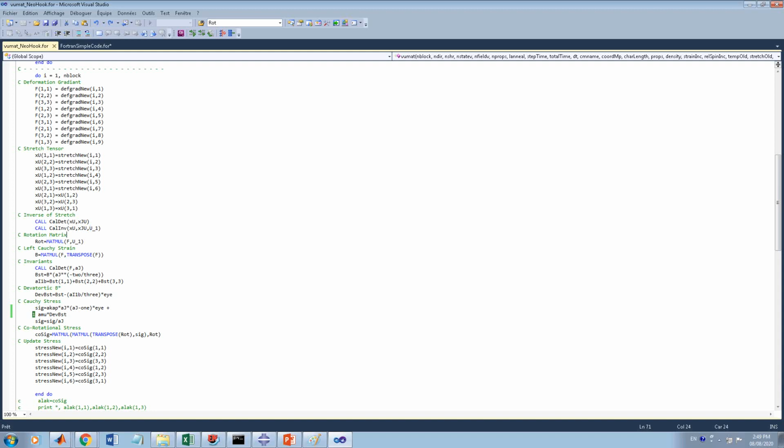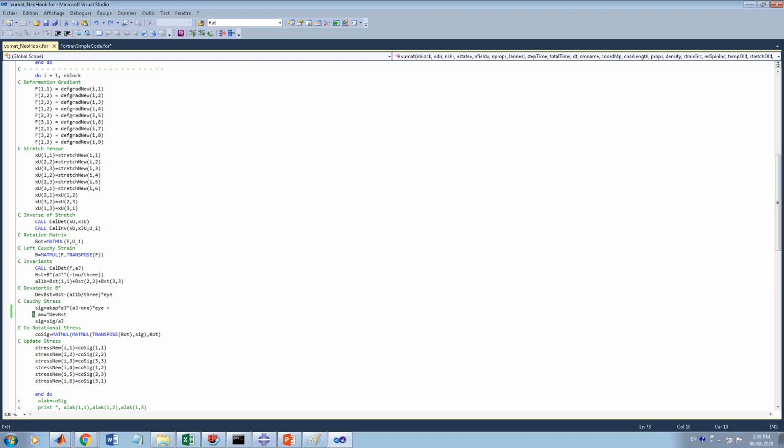And then this is a function that you can use, matmul. If you have two matrices, you can multiply them with this function. This is a predefined function in Fortran. It is matmul, which stands for matrix multiplication. So I define the rotation matrix. Again, I have defined it at the beginning. It's a 3 by 3 matrix. So the rotation is F multiplied by the inversion of U. So I have calculated the rotation matrix.